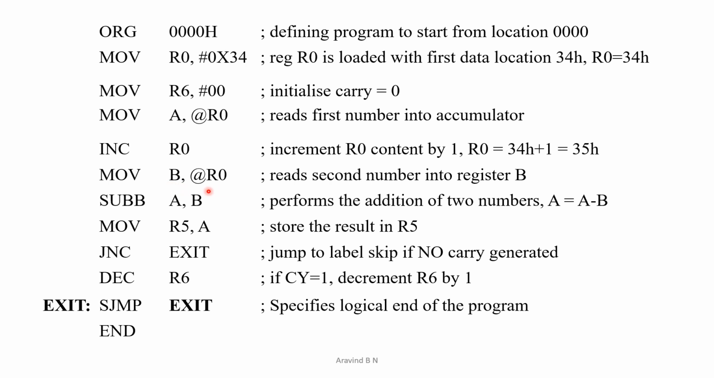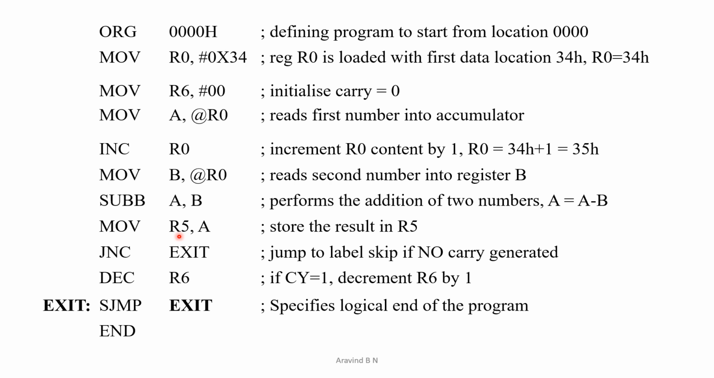Now the two values on which we want to perform the subtraction are available in the accumulator as well as register B. Now perform the subtraction operation using the instruction SUBB A, B. It is going to perform A = A - B, contents of A minus contents of B. The answer will be stored in the accumulator itself. Now store the result available in the accumulator to the register R5.